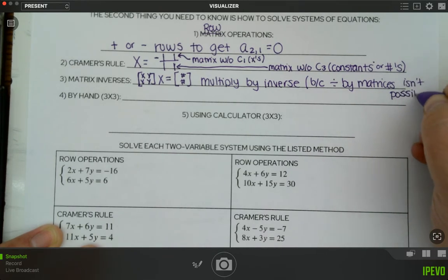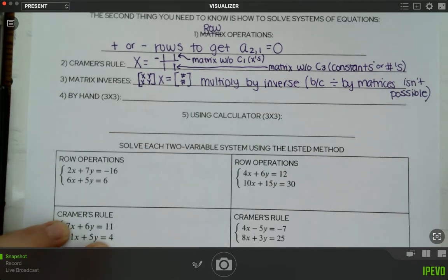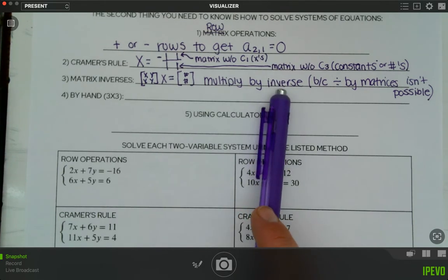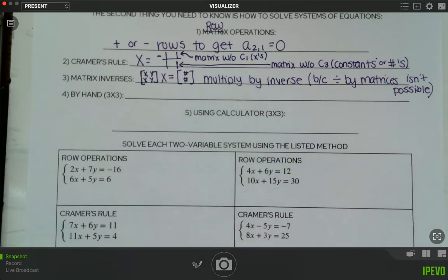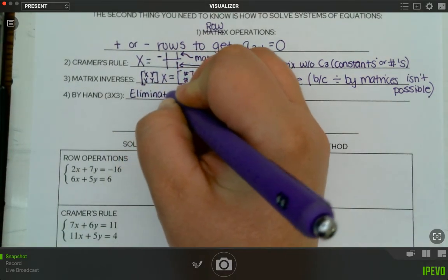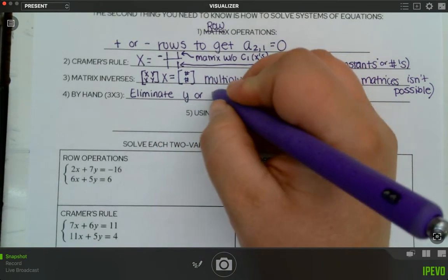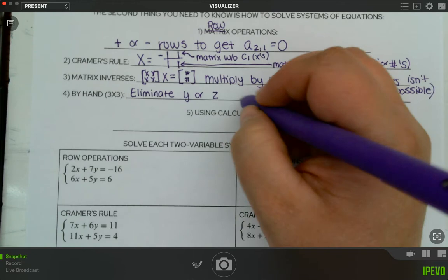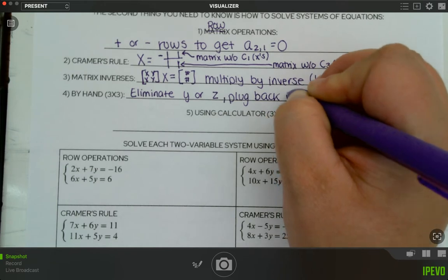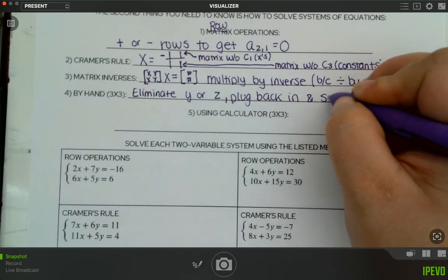And there will be a question on your test that asks you what we use inverses for. We use inverses because we can't divide, so instead of dividing, our alternative is to multiply by the inverse. Okay, and then we have the fourth one, which is by hand. If it's a 3x3, this is where you want to eliminate y or z, and then plug it back in and solve for the others.